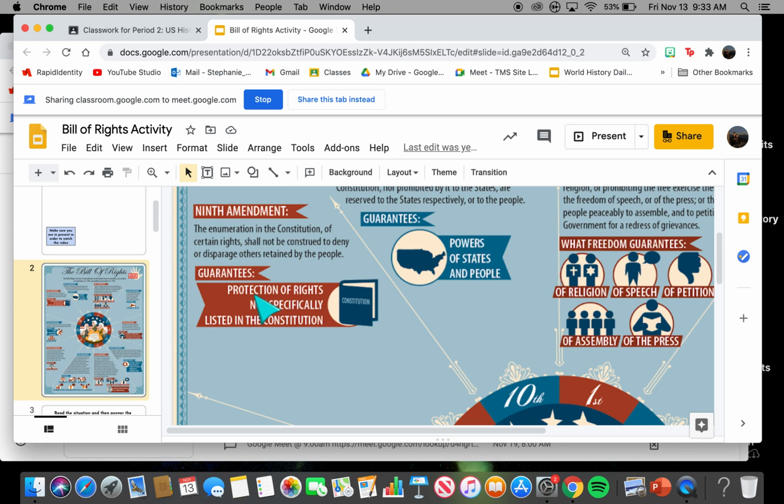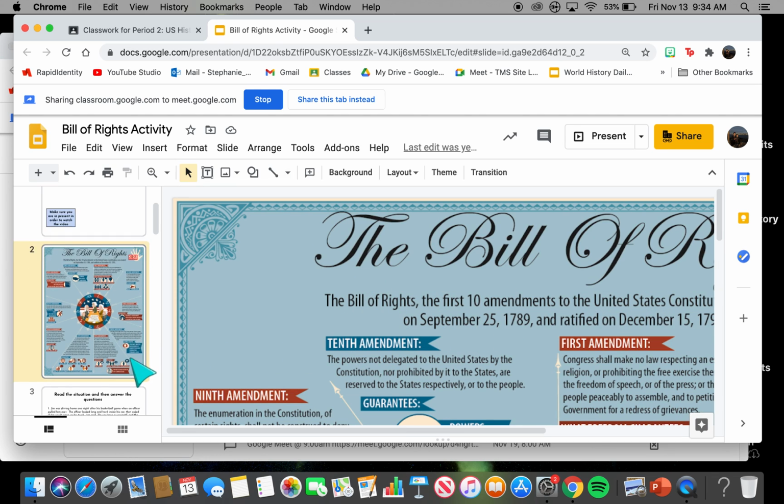So what does this guarantee? Protections of rights not specifically listed in the Constitution. Basically, the reason this is here is so that if it's not listed in the Constitution, it doesn't mean that you don't have that right. It just means it's not listed. So that is giving you an idea of what it's going to do for each of these amendments.